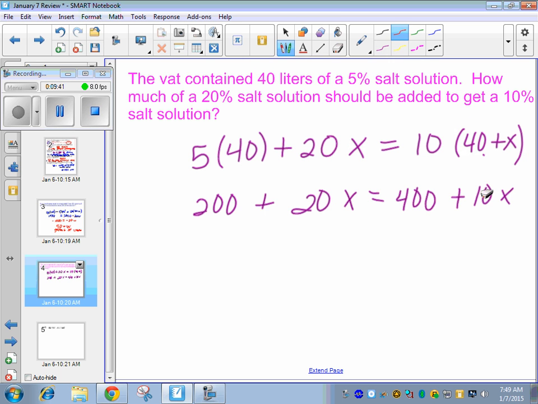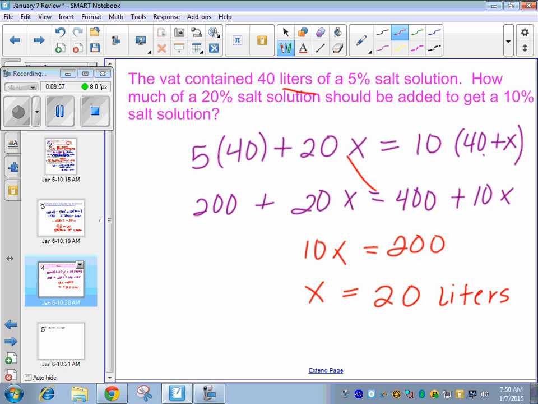Okay. So I'm going to subtract 10x from this side. That gives me 10x. I'm going to subtract 200, and I'm going to divide by 10. So I get 20. And we're looking for liters of 20% solution.